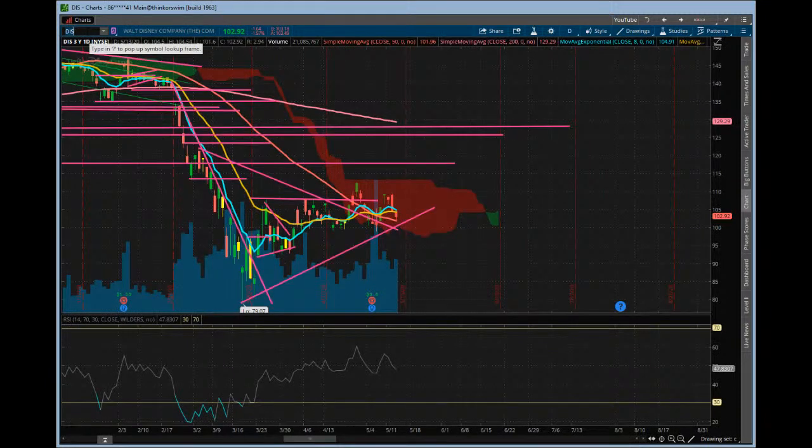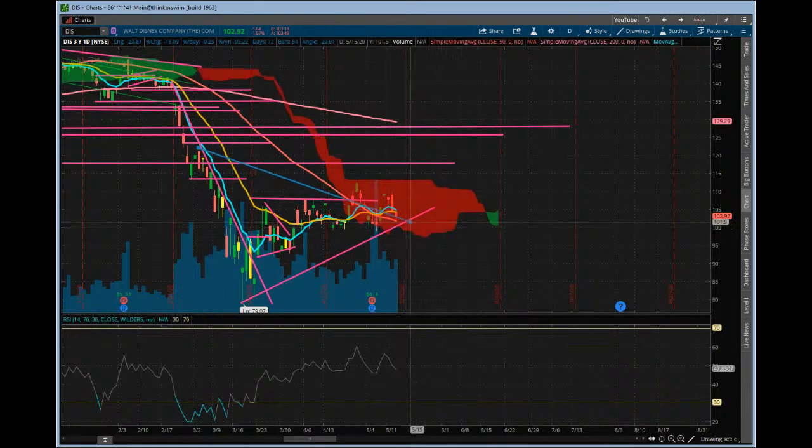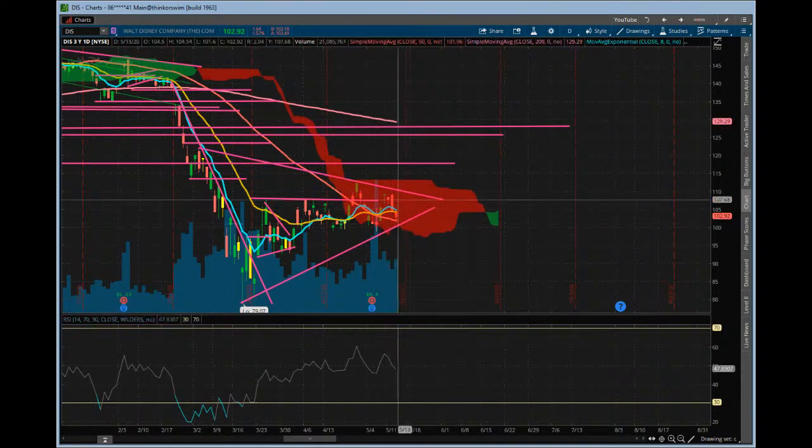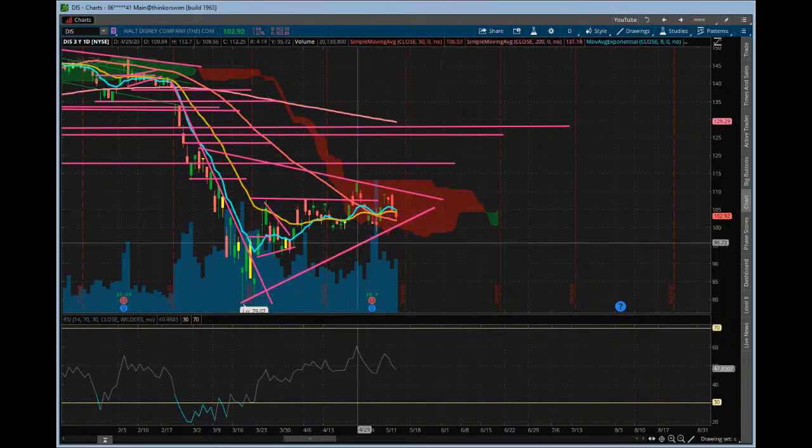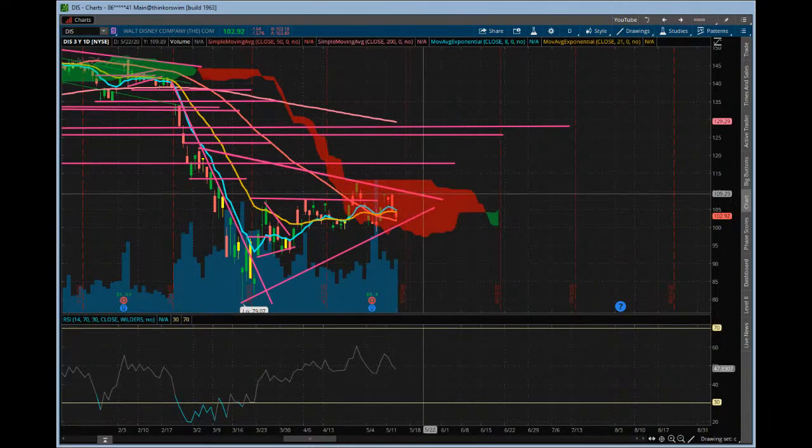Yeah, it's just DIS is making me dizzy right here. So it tried to get out of this triangle right here. It had some trouble with it, right? So now that triangle is kind of expanding a little bit. We're still in between this range. Disney's just been so super duper choppy, even after earnings, so it makes it really, really tough. But let's see if it gives us a breakout candle one way or the other. Big triangle inside the cloud makes it tough.